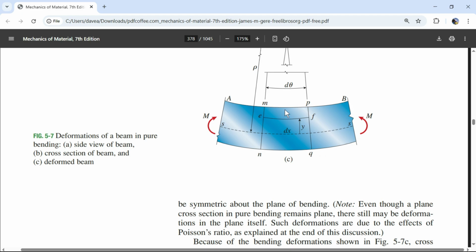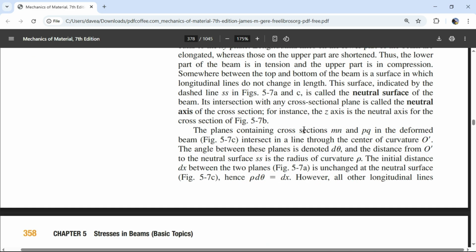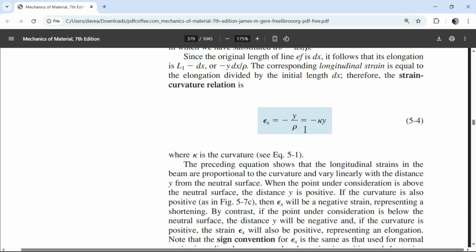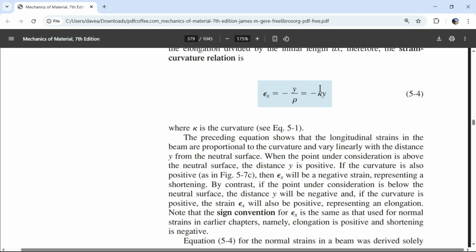But strain is change in length divided by the original length. So the change in length is length final minus length initial. We just did that and got negative y divided by rho dx. And we have to divide the change in length by the original length dx. So cool, we get this little thing, negative y rho dx, and we have to divide by dx. And that's our strain. That's how we get such a simple equation. But I think this one is a little bit tricky just because it looks like there's nothing to it. And then we just specify that radius of curvature is 1 divided by rho.